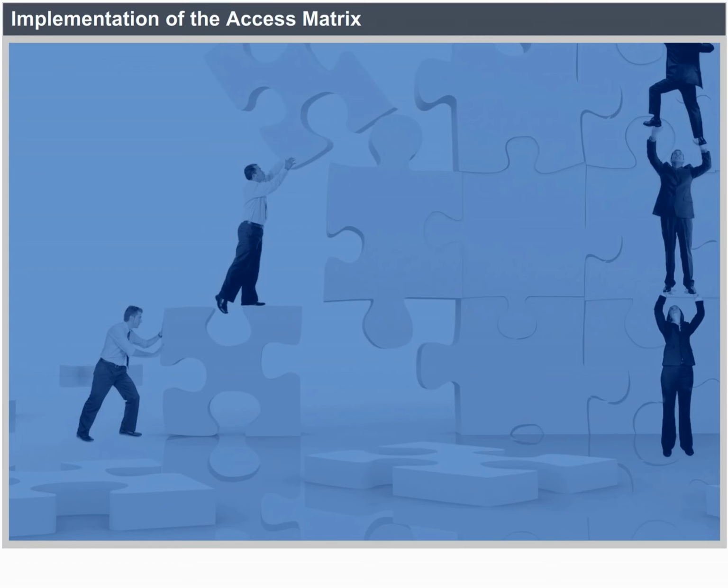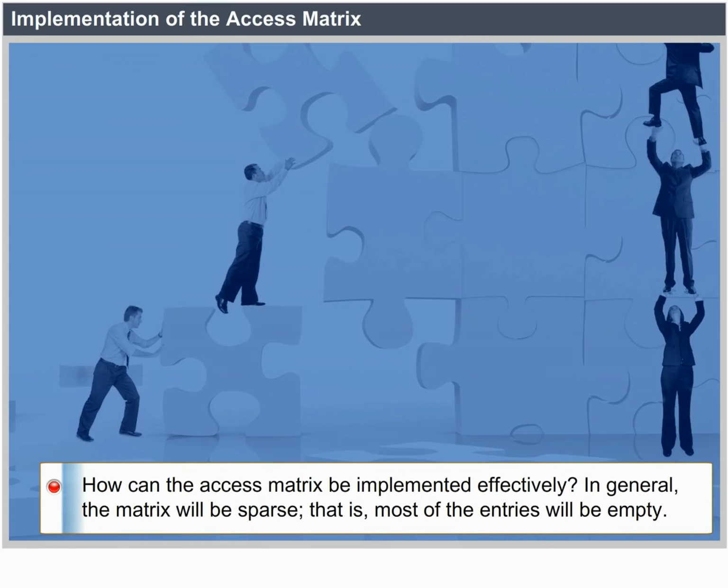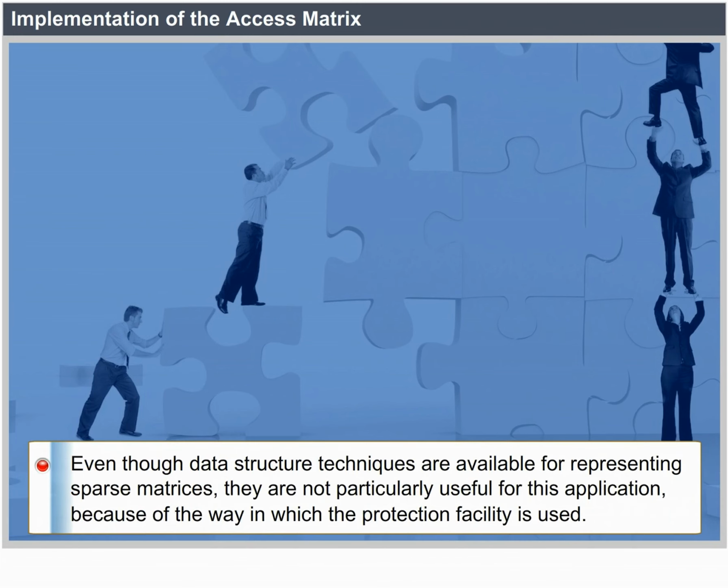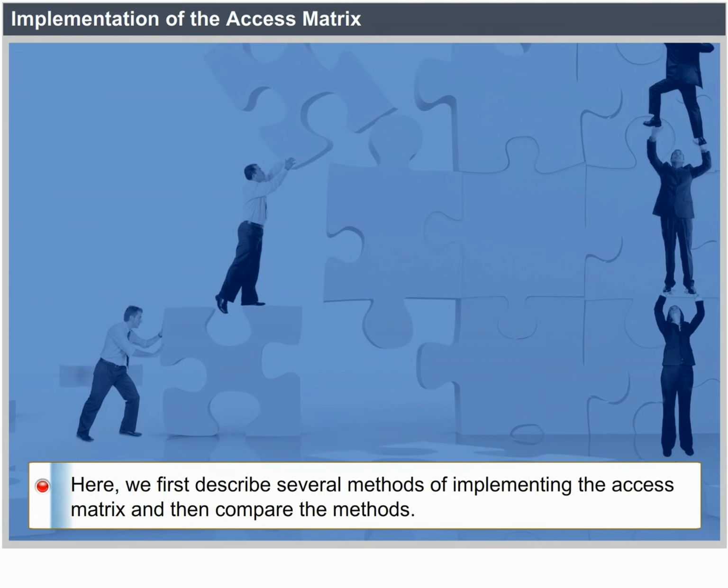Implementation of the access matrix. How can the access matrix be implemented effectively? In general, the matrix will be sparse; that is, most of the entries will be empty. Although data structure techniques are available for representing sparse matrices, they are not particularly useful for this application because of the way in which the protection facility is used. Here we first describe several methods of implementing the access matrix and then compare the methods.